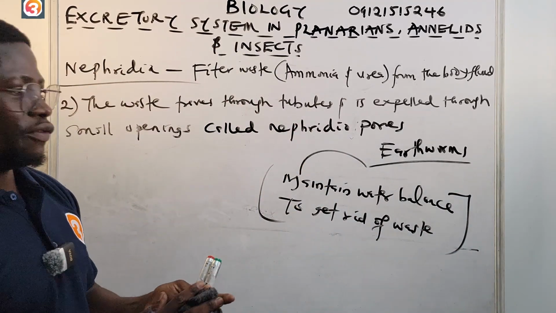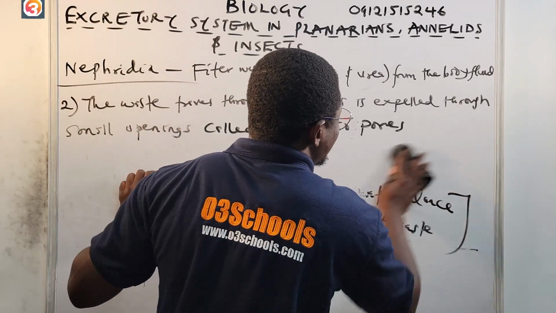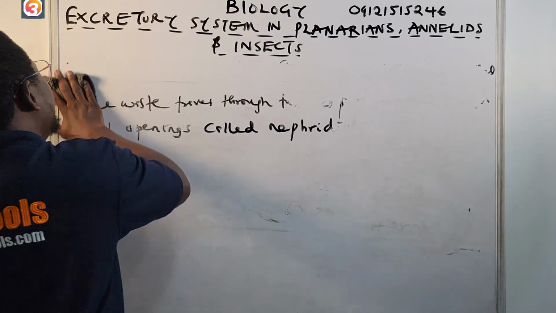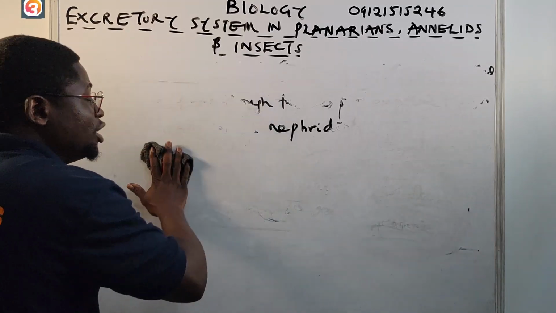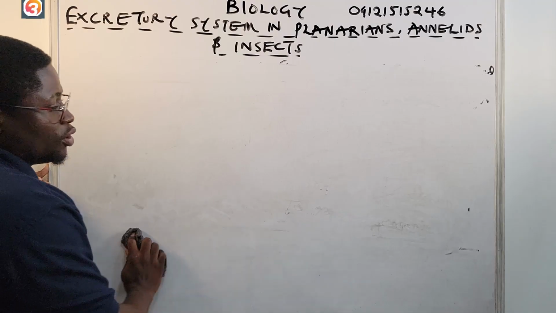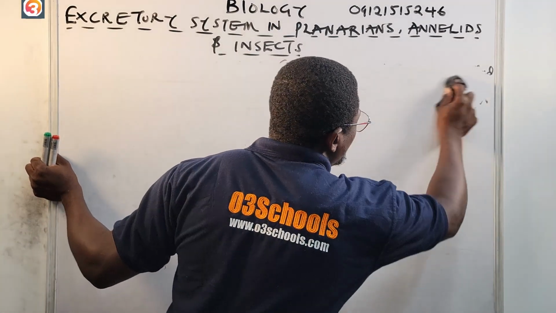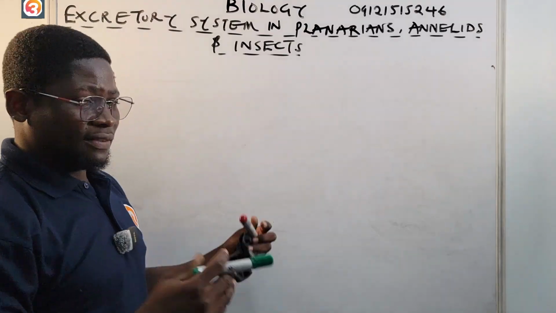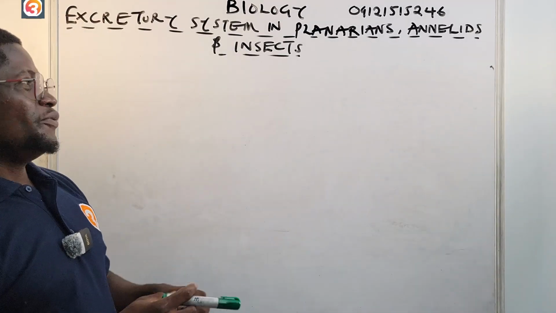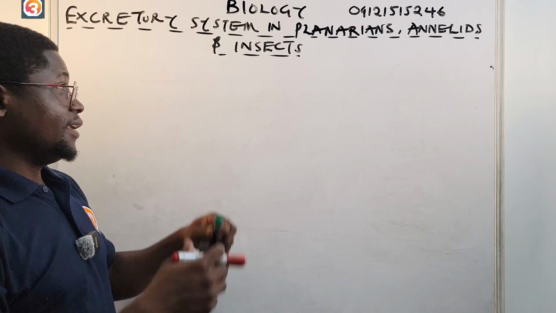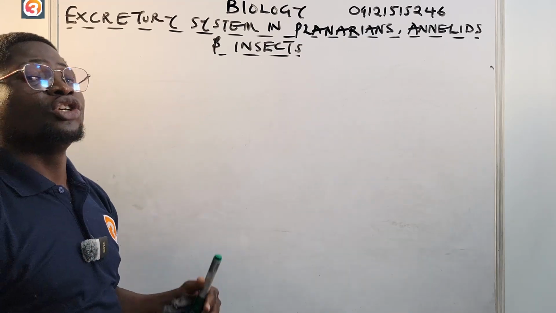Now that will take us to the last one, which is the excretory system in insects. The main organ for excretion in insects is called the Malpighian tubules. We talked about it in the previous class, isn't it? The main excretory organ for insects is the Malpighian tubule. So how does the excretory system in insects work?